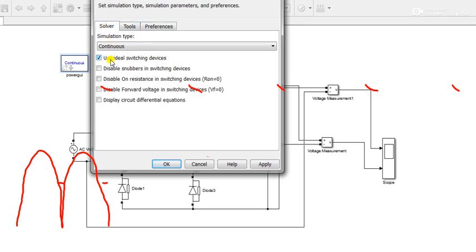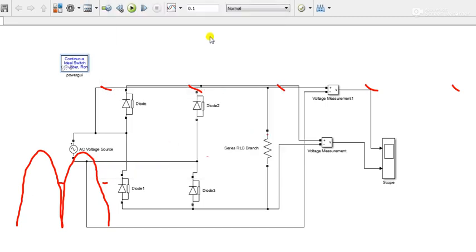Use ideal switching device. We disable the snubber devices and the resistance, just to make it ideal. If we apply it, then what will happen? Let us run the simulation again. You can see this is the diode that you have studied in your book.